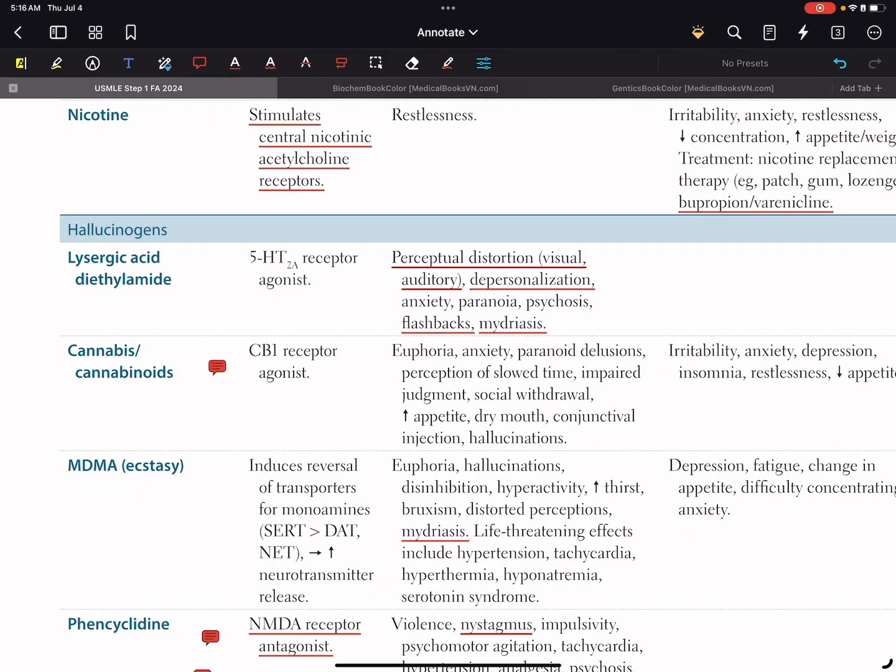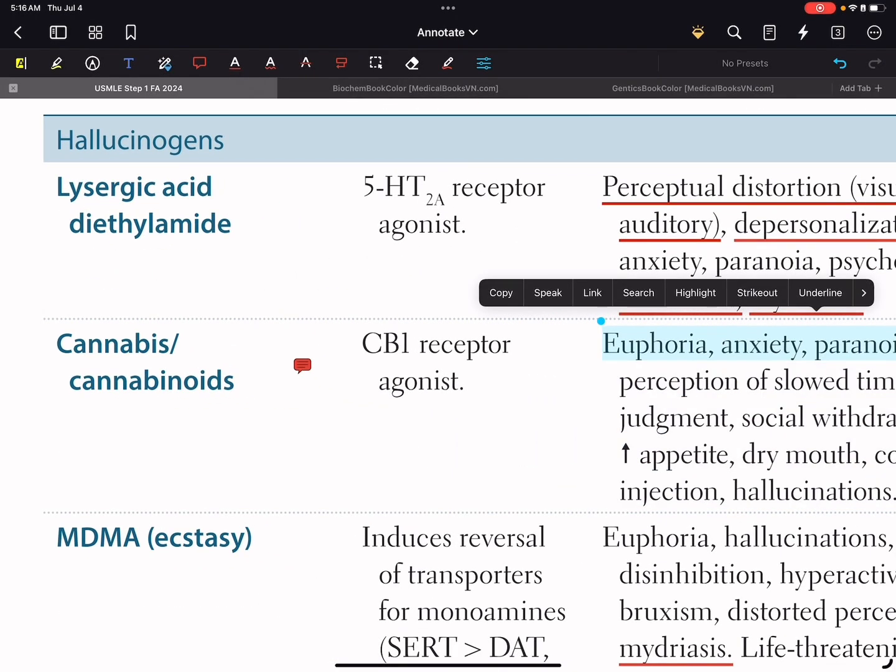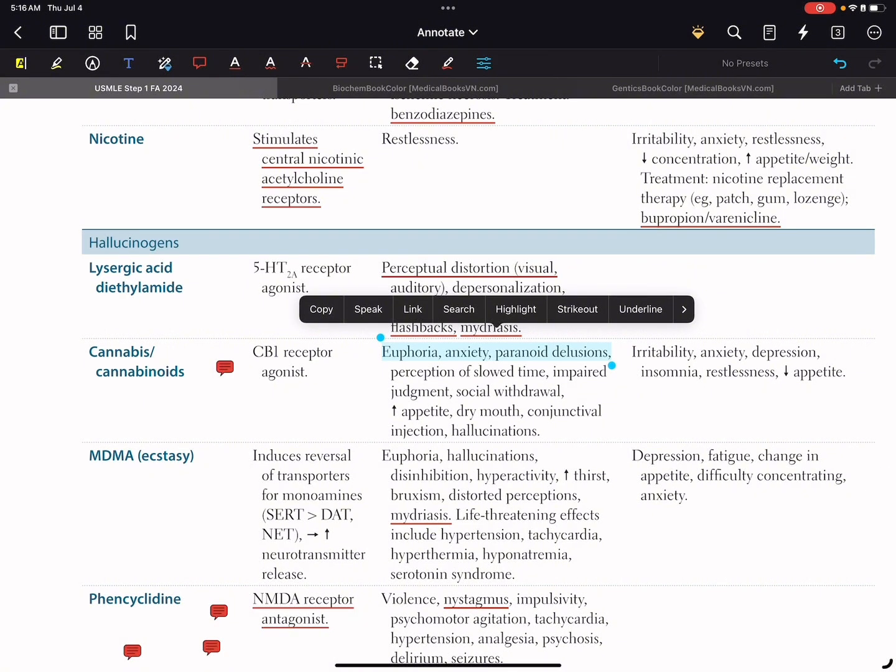Okay. So in the cannabinoids, the question will be like a teenager started hanging out with his new friends, school friends, whatever, and then he became anxious, euphoric, and he had these symptoms. And it will ask you, what else do you expect to see? And the answer would be conjunctival injection. And yeah, this is a question.